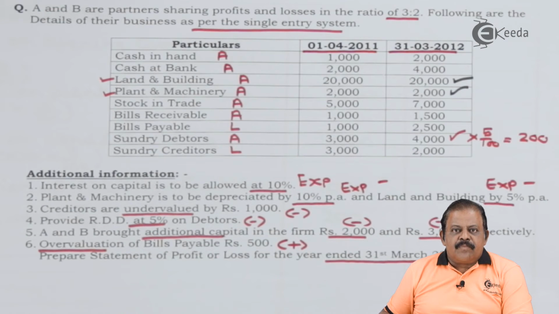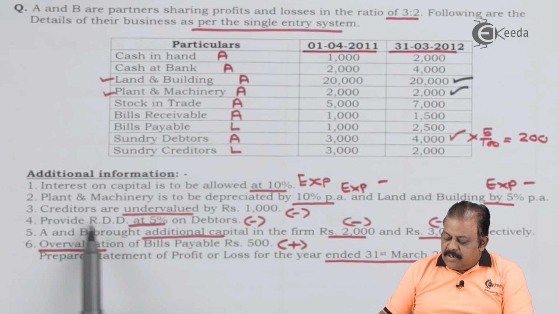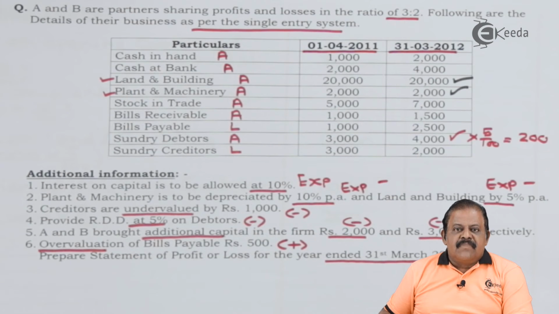One thing we are required to note over here. In case of both the liabilities, adjustment number 3, undervaluation of creditors, adjustment number 6, overvaluation of bills payable, actual amount should not be adjusted with closing balance of liabilities. The effect will be given only in statement of profit and loss and not in statement of affairs closing balance.